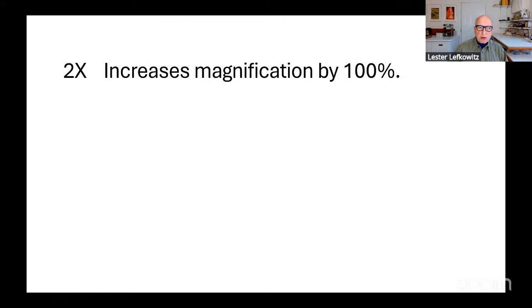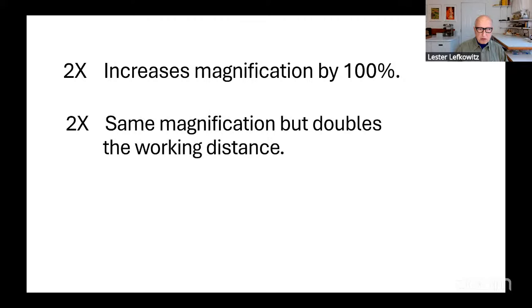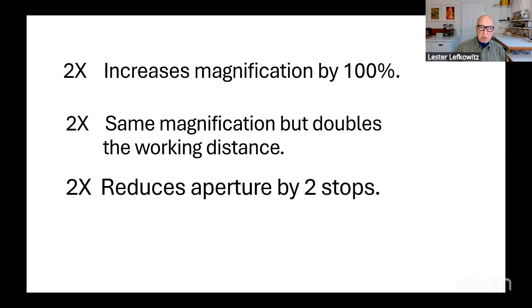If you have a 2x teleconverter, it doubles the magnification, which is pretty impressive. Or you can keep the same magnification and get twice the working distance, but this one reduces the aperture by 2 stops. So if you're at f8 on the lens, effectively you're getting f16 back at the camera. So you'll have to increase the exposure time.